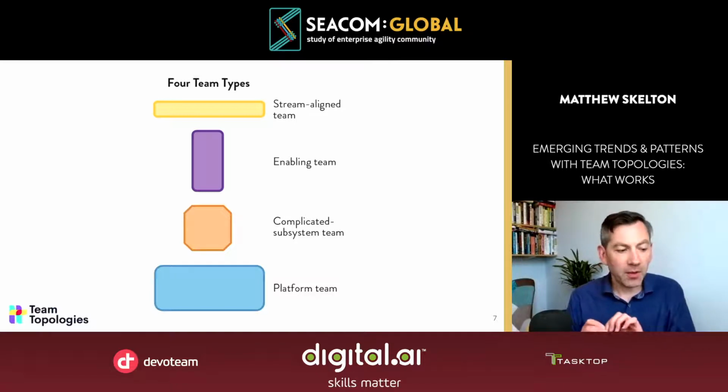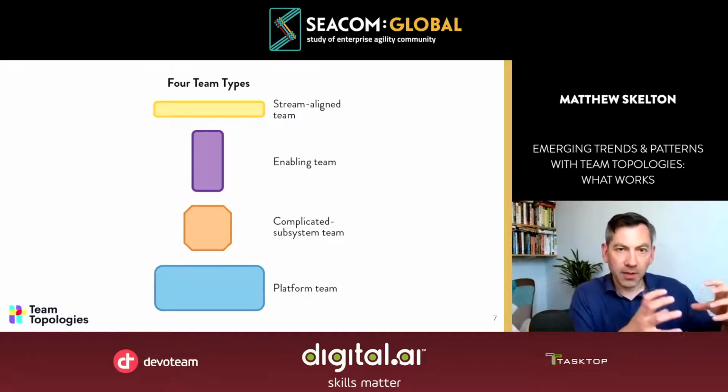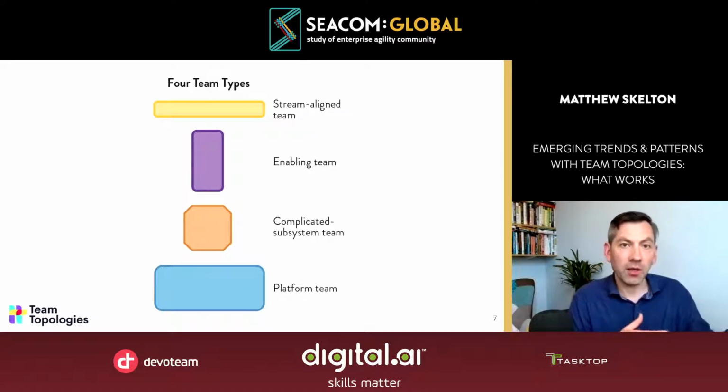So if we want a fast flow of change and rapid feedback, we should not have any handoffs in the way to production. We want a single team to own all of the changes in the software as it goes towards production, and they should own that software in production. Some people call it you build it, you run it. And that type of team is our foundation starting point. That's what we call a Streamlined Team, shown in yellow in this diagram here.